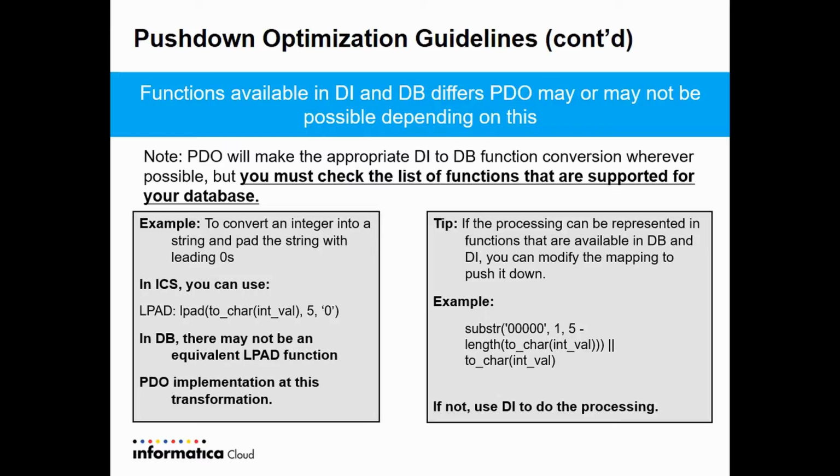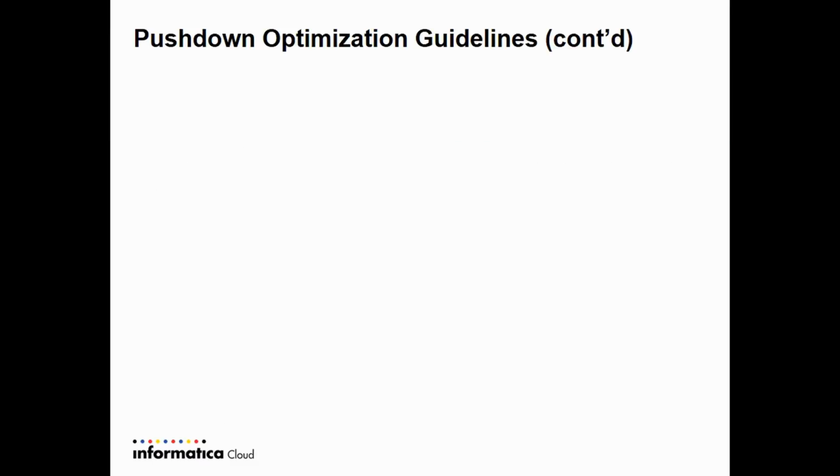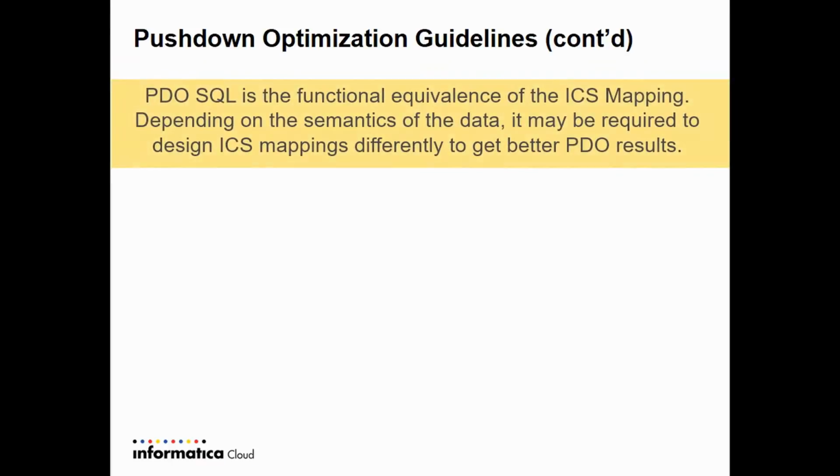In the example, if an equivalent lpad function is not available, then you can use the substr to obtain the same results. If not, use DI to do the processing. One more important guideline to be considered in PDO usage is PDO SQL. The PDO SQL is the functional equivalence of the ICS mapping.